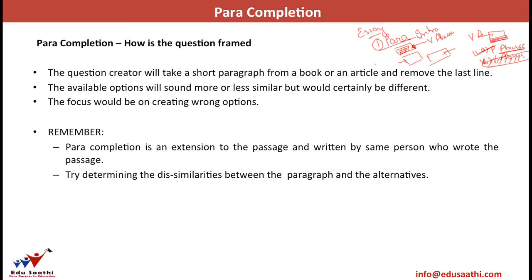Whatever the passage is discussing, you have to discuss the same thing in the last line as well. You cannot directly start discussing any other weird topic that is more or less similar. So you have to discuss the same but not the similar one. And next, try determining the dissimilarities between the paragraphs and the alternatives. That is what we have done. So what you will do is judge which among all these alternatives are not similar to the passage in any way, say the tense, say the scope of discussion.